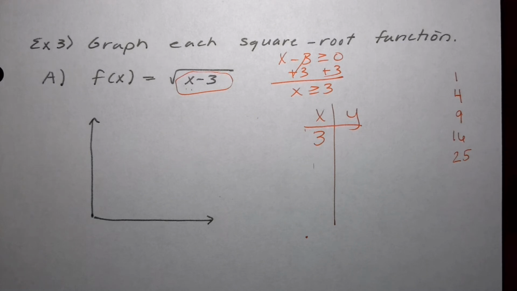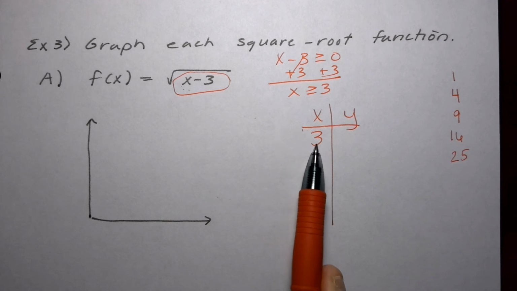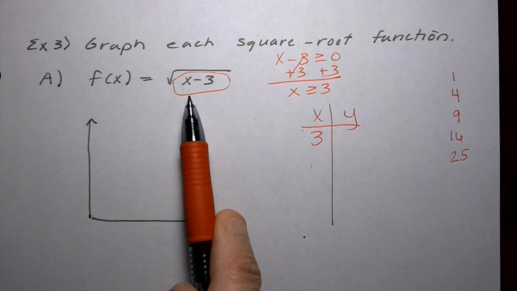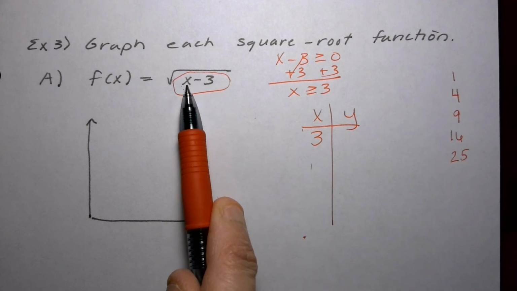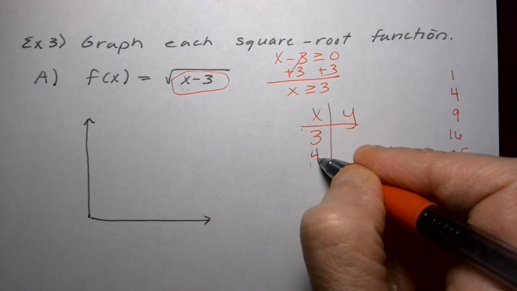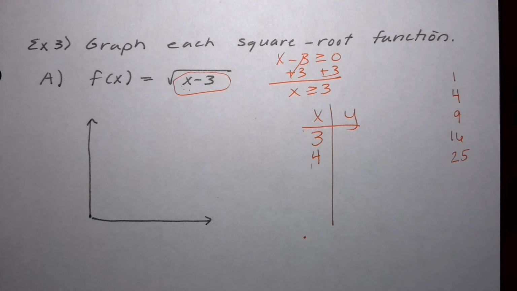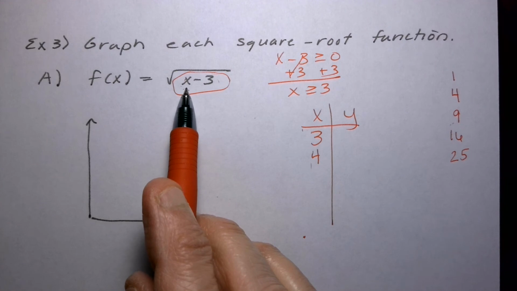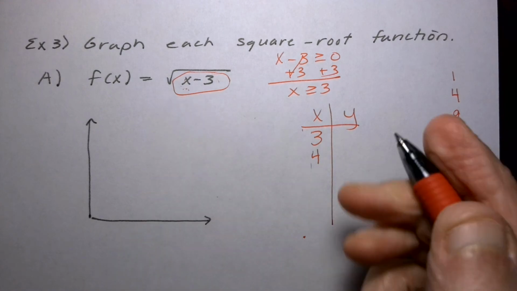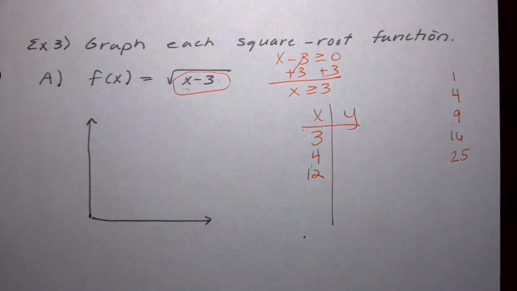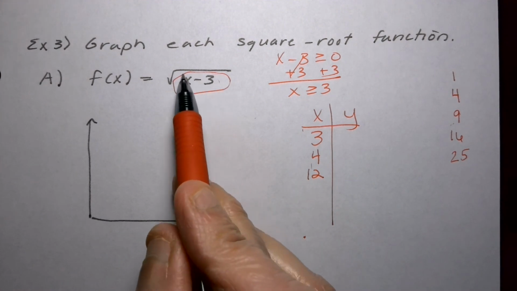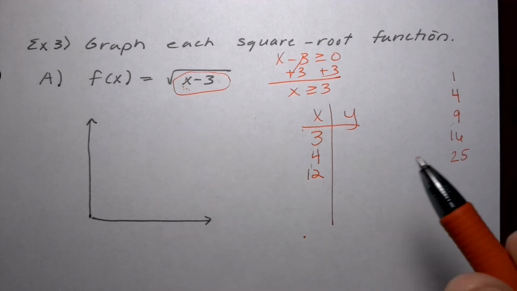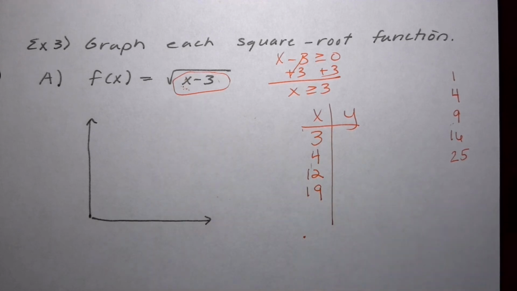So I'm going to use some foresight here, because I know 3 minus 3 is going to give me a 0 in here. That'll be nice. Well, what does x have to be in order to get a 1? Put a 4 there. And if I wanted to get a 9 under here, what would this have to be? 12. And if I want to get a 16 under here, what's that have to be? 19. Always 3 more, isn't it?